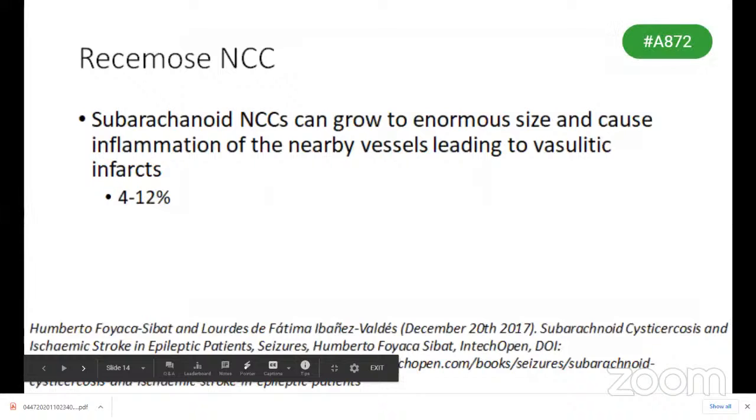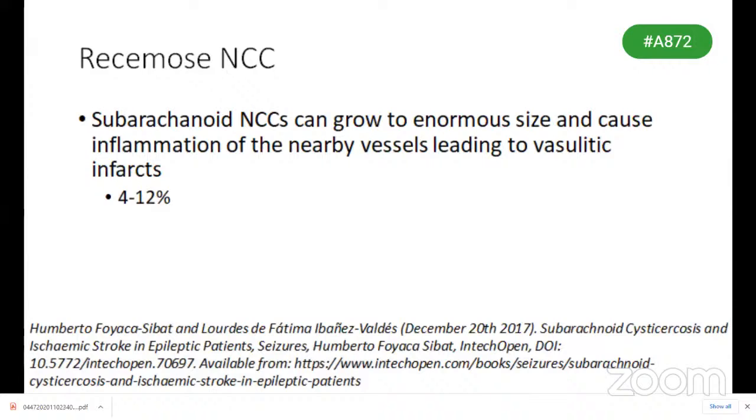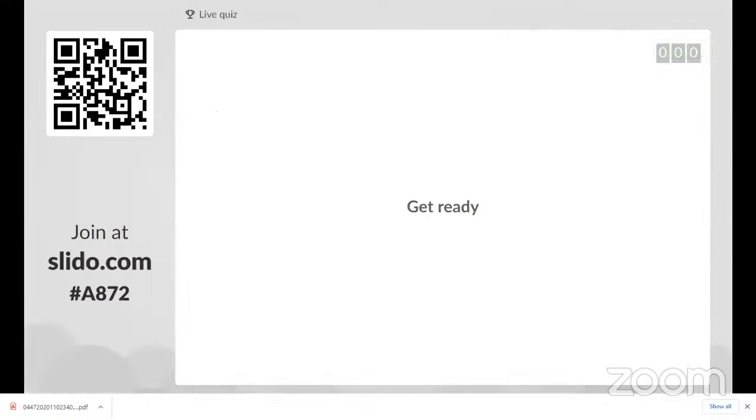Because subarachnoid neurocysticercosis can grow to enormous size, it can cause inflammation of the nearby vessels, leading to vasculitic infarcts. And the vasculitic infarcts can occur because of subarachnoid or racemose cysticercosis, seen in about 4 to 12% of the patients. And parenchymal cysticercosis does not cause infarcts. It would typically present with seizures and at times with headache, very, very rarely with focal neurological deficits.